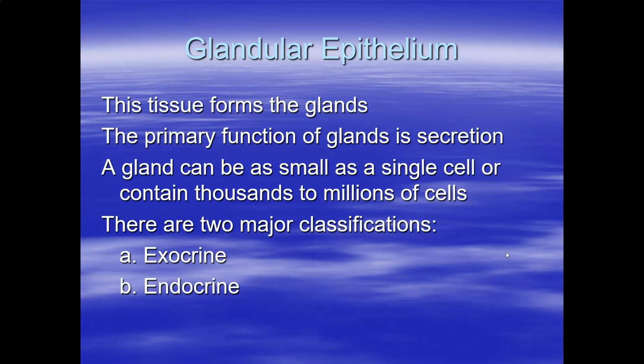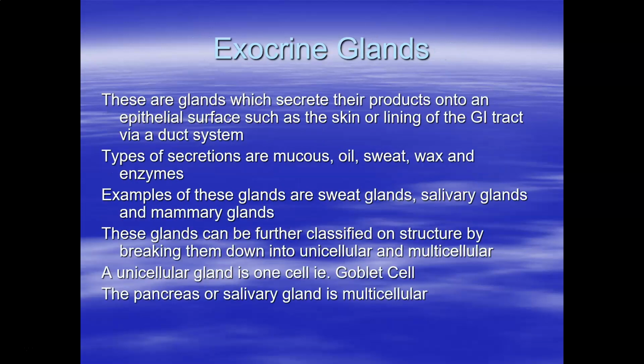Now, I talked before about the two functions of epithelial tissue. Well, the second one is that epithelial tissue makes up glands. So we say that this tissue forms the glands. And of course, glands, their primary function is to secrete. A gland can be as small as a single cell or contain thousands to millions of cells. And there are two major classifications: exocrine glands and endocrine glands.